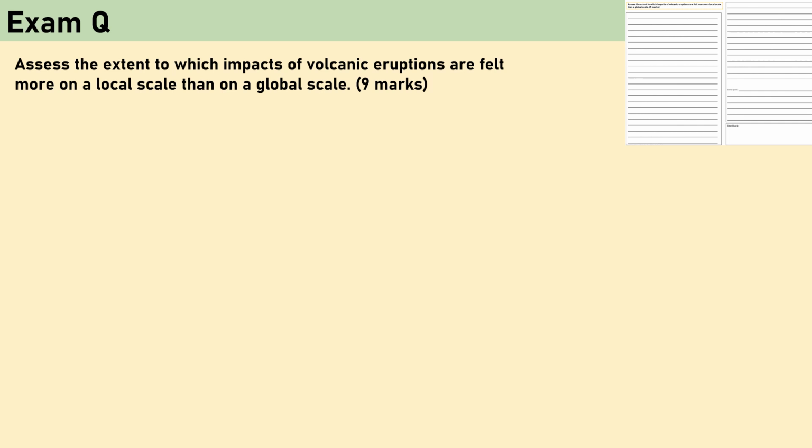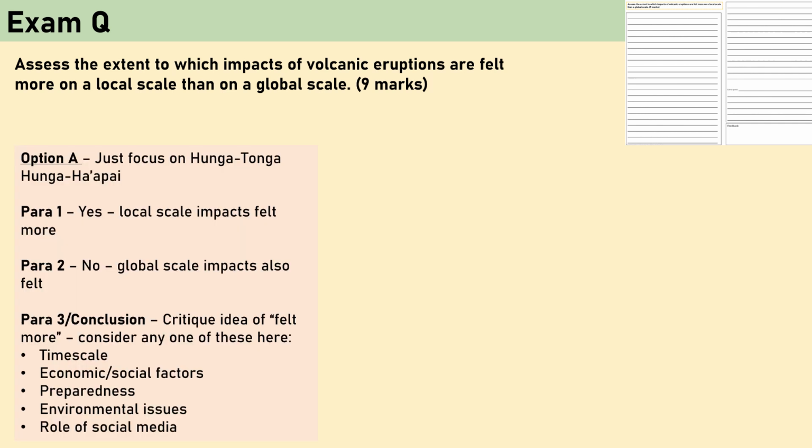And there are 3 ways that I want you to have a go at answering this. So the first way, option A, is by just focusing on the Hunga-Tonga Hunga-Ha'apai eruption that we've looked at today. And so your structure would look something like this. Your first paragraph, you'd say, yes, local scale impacts are felt more. In your second paragraph, you could counter-argue and say, no, global scale impacts were also felt.